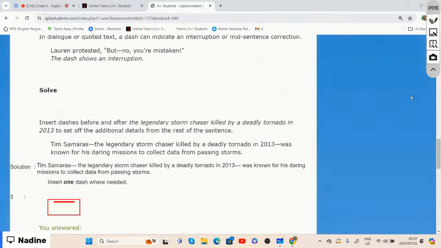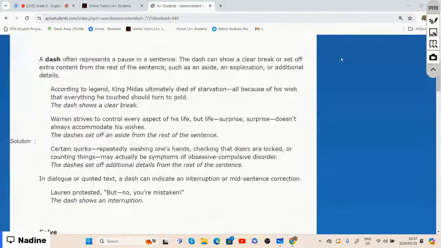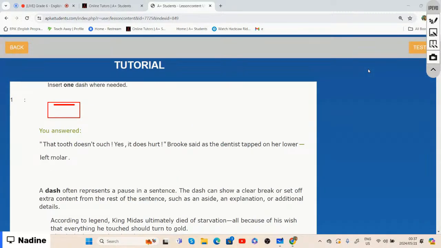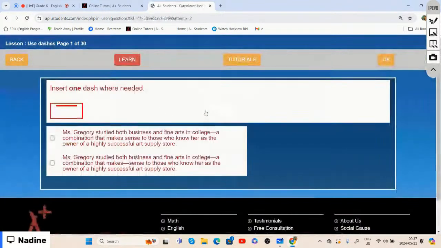All right, so now we're going to our test, where we are going to use dashes. And once again, before we go to our test, a dash often represents a pause within a sentence and it can show a clear break or set off extra content from the rest of the sentence. Maybe words we can just put aside, an explanation and additional details, right? So now we're going to begin our test. And they're saying that we must insert only one dash where needed.